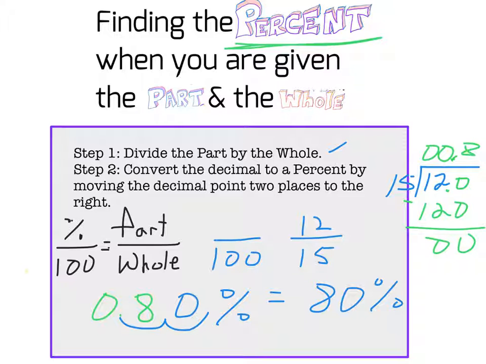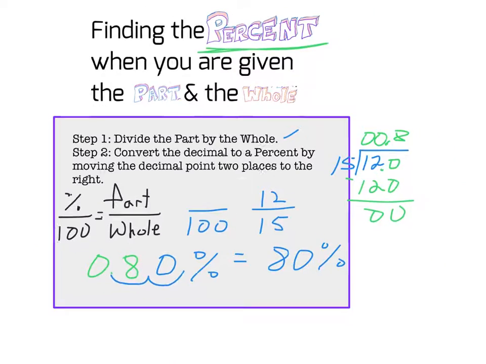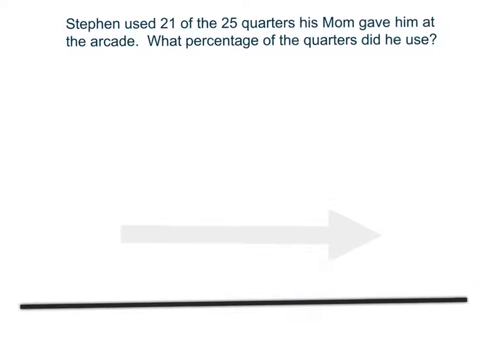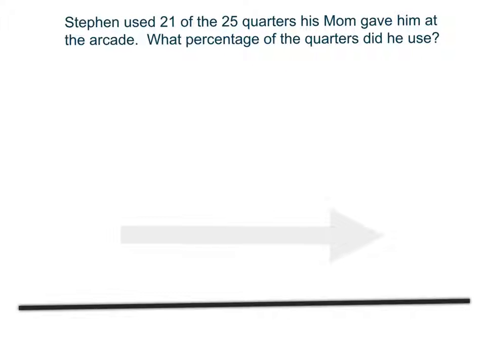When you're given the part and the whole, this is how we convert that to a percent. So quick little word problem. And set it up like this. Stephen uses 21 of the 25 quarters his mom gave him at the arcade. What percentage of the quarters did he use? So set up this word problem. Remember, we always start with this. Percent over 100 equals part and then whole.